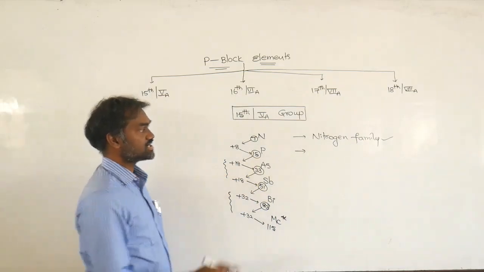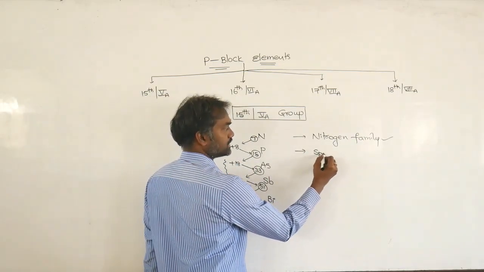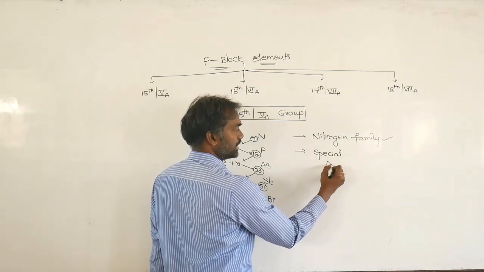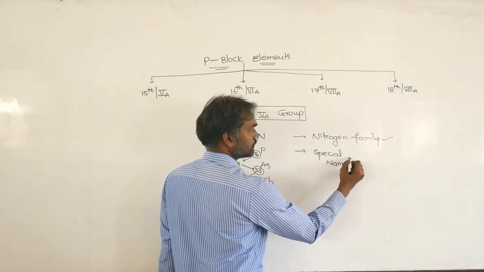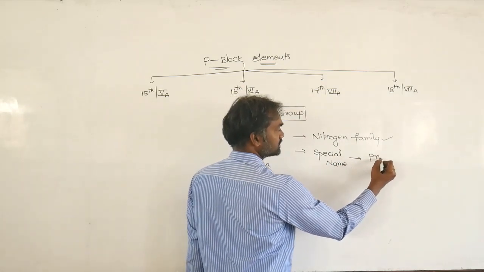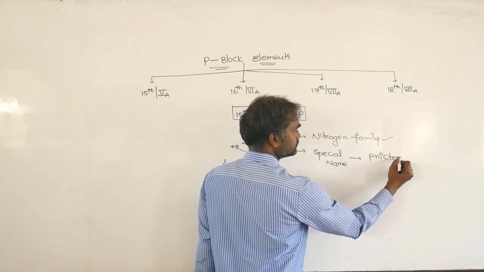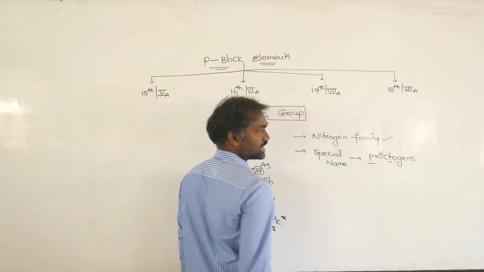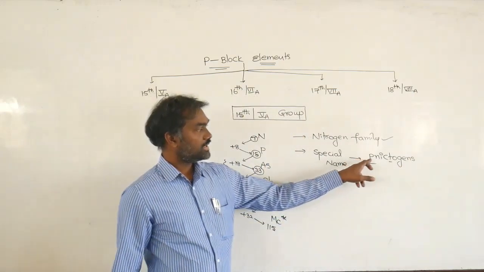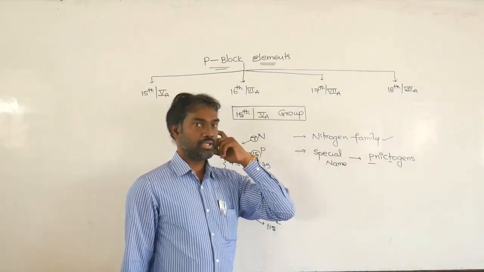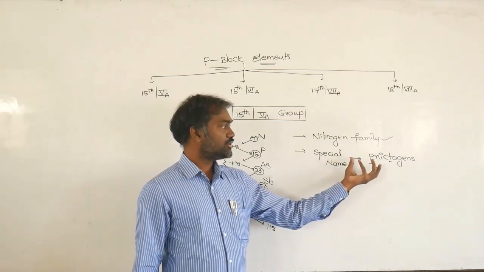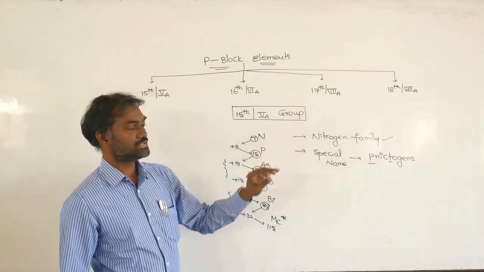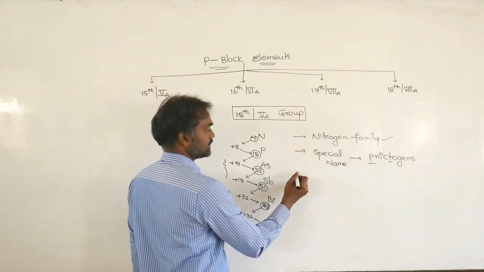Next, these have another special name, that is pnictogens. They are called pnictogens because they are very neutral, of less reactive nature.